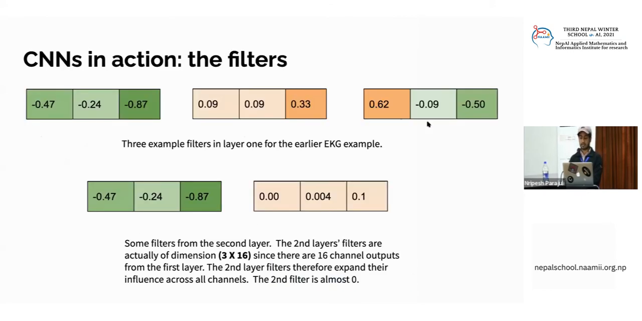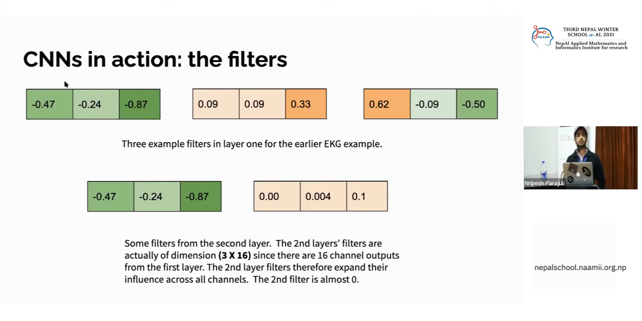Okay, let's look at the filters that were actually generated in that EKG example. I trained a model, and these are some examples. The first row are the filters from the first layer. Can anybody tell me, first this one, what do you think this filter is doing?